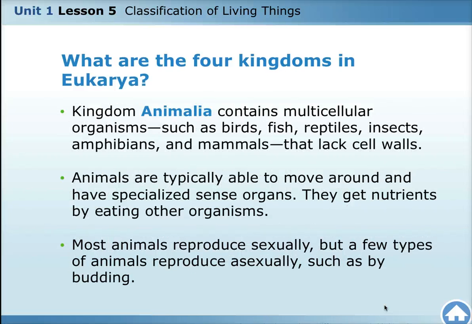Kingdom Animalia contains multicellular organisms such as birds, fish, reptiles, insects, amphibians, and mammals that lack cell walls. Animals are typically able to move around and have specialized sense organs. They get nutrients by eating other organisms. Most animals reproduce sexually, but a few types of animals reproduce asexually, such as by budding.